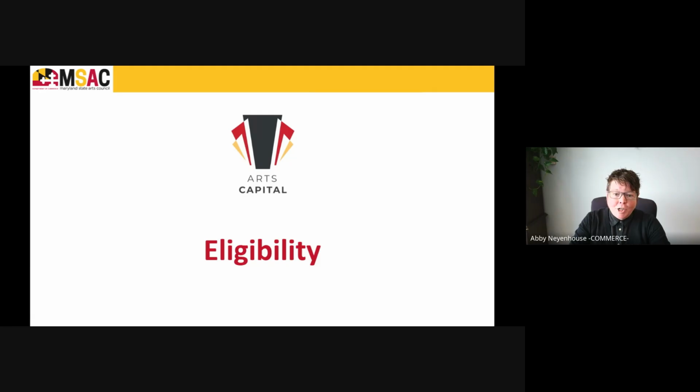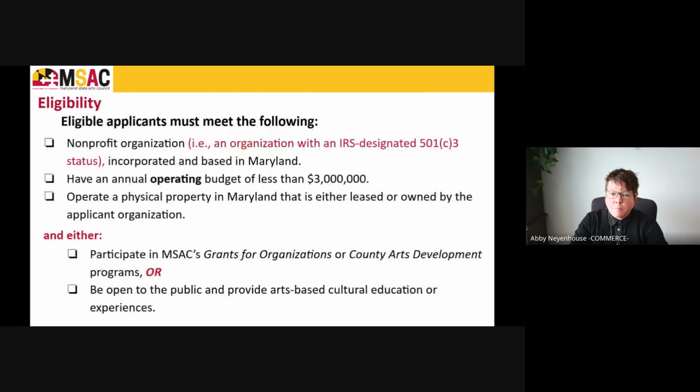So let's start by digging into what is eligible and what is ineligible for the Arts Capital Grant Program in 2026. So first, our basic requirements are that eligible applications must meet the following. You must be a nonprofit organization with an IRS designated 501c3 status, and you must be incorporated and based in Maryland. You have to have an annual operating budget, and that's important to stipulate operating, of less than $3 million.